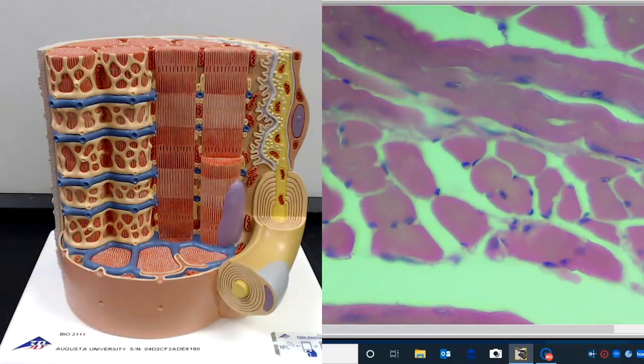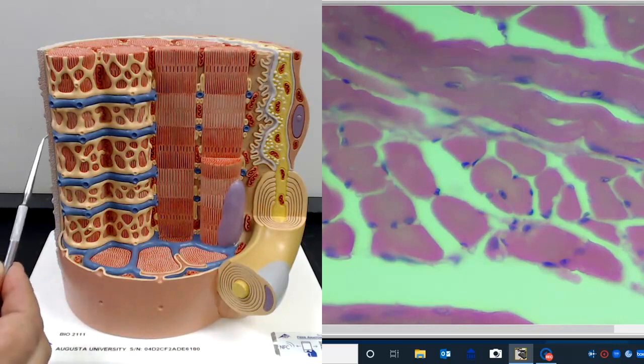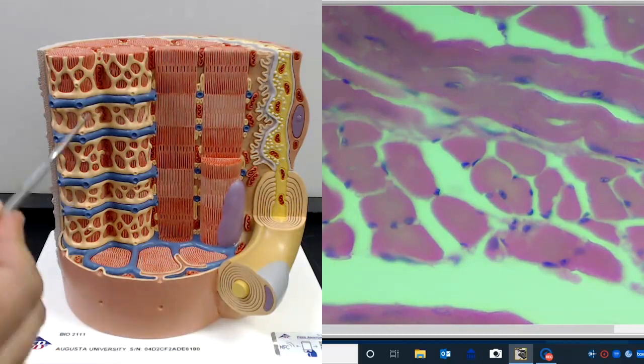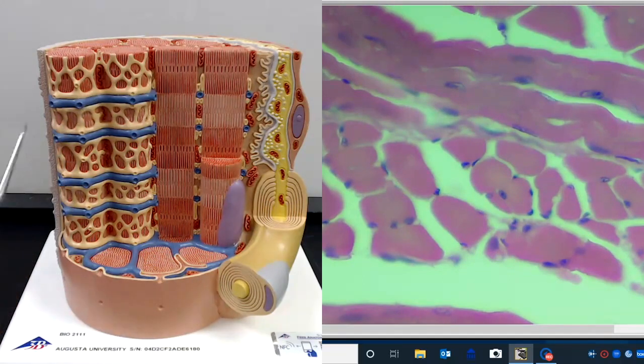The blue structures that you can see are an infolding of the plasma membrane called the T-tubule. T-tubule stands for transverse tubule. You can see that the blue T-tubule is adjacent to a structure that kind of resembles the endoplasmic reticulum. It's a specialized reticulum called the sarcoplasmic reticulum. Sarco is another prefix for muscle.